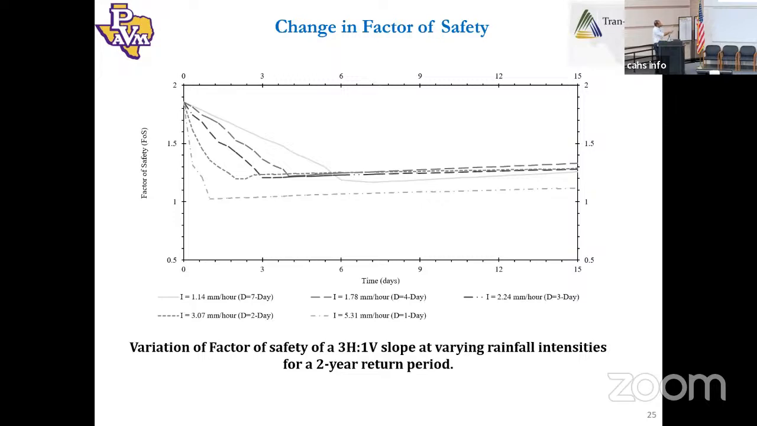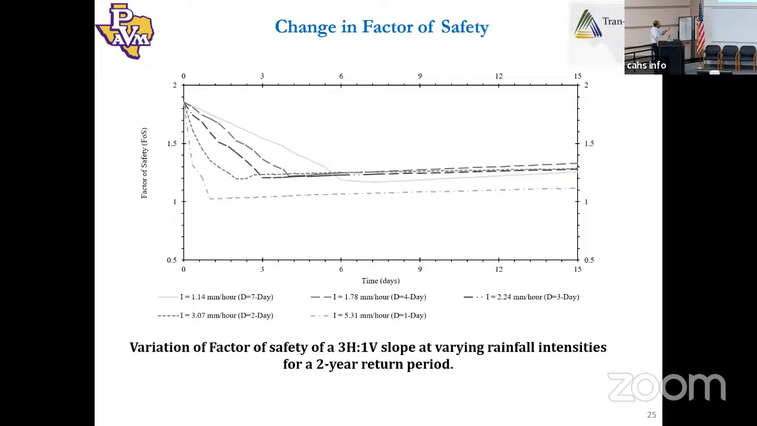Now, if we look at the last one, which is I equal to 5.31, that means the rainfall intensity is high, and it continues for 1 day. If we compare the slope of this and the slope of this, it's reducing abruptly, and it comes to almost 1 factor of safety within 1 or 1.5 days, something like that. That means this 1 day rainfall with this intensity can cause significant factor of safety reduction within a short period of time. So that's an indication.